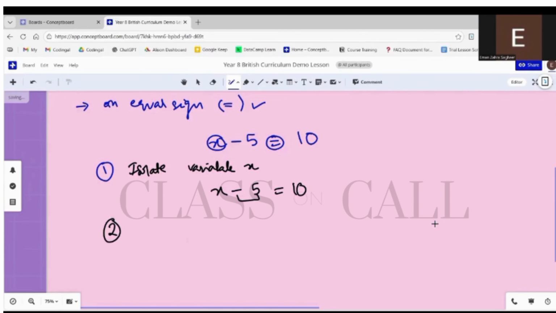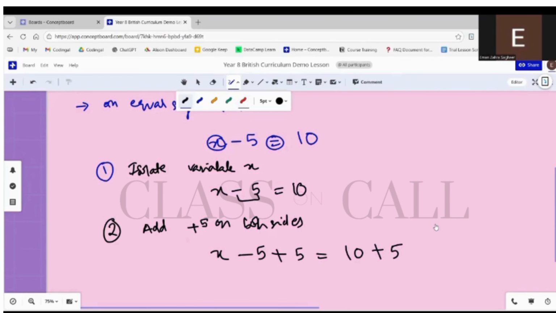So what should be our next step? Our next step should be to do the opposite operation of subtraction of minus 5, which is what? Addition. That means we need to add plus 5 on both sides of the equation. So if we add plus 5 on both sides of the equation, it looks something like this. It becomes like this, okay?